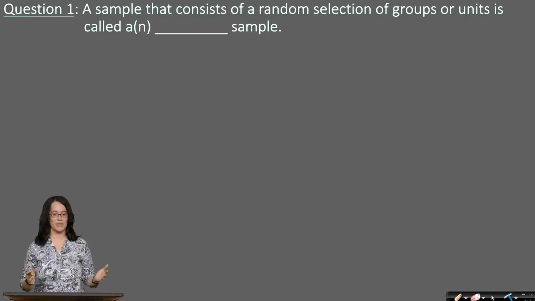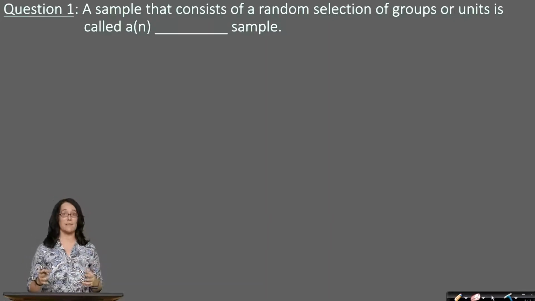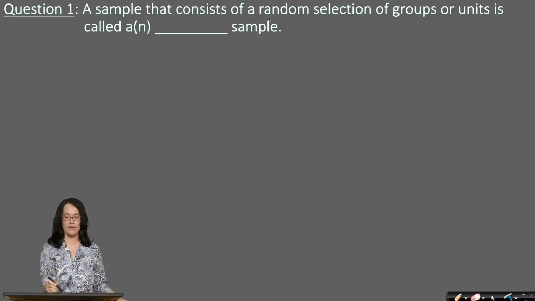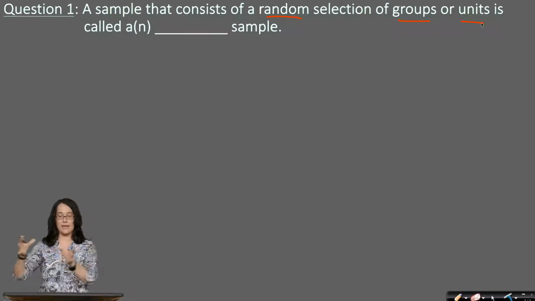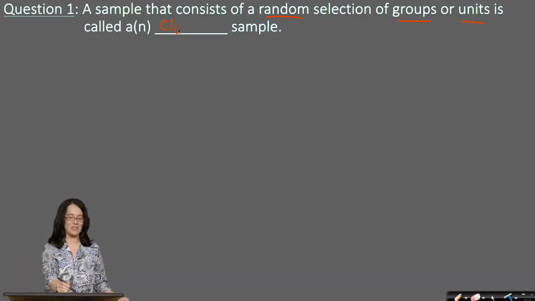So the first question I want to remind you of is the different types of sampling techniques that we studied in this module. If you have a question that says, you have a sample that contains a random selection of groups or units, what kind of sample is this? The key is it's a random selection and you're choosing groups or units that are already in nice little organized groups or units. This is called a cluster sample.